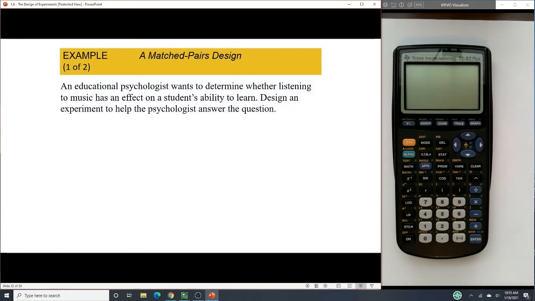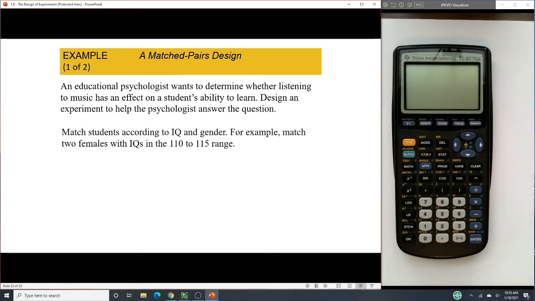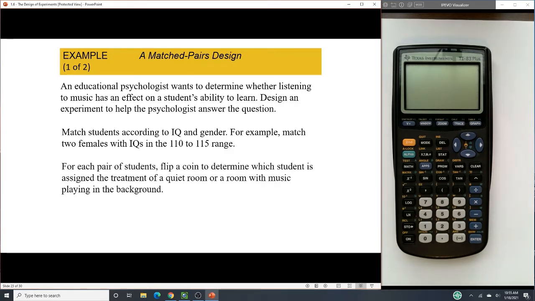All right, so an example of that, we have an educational psychologist who wants to determine whether listening to music has an effect on a student's ability to learn. So match students according to IQ and gender. So for example, 2 female students with IQs in the 110 to 115 range. For each pair of students, flip a coin to determine which student is assigned the treatment of a quiet room or a room with music in the background.